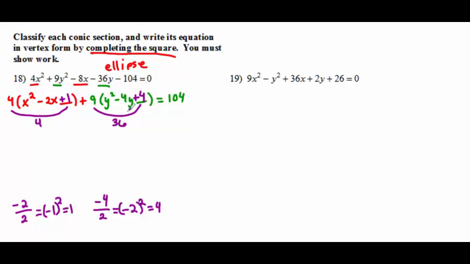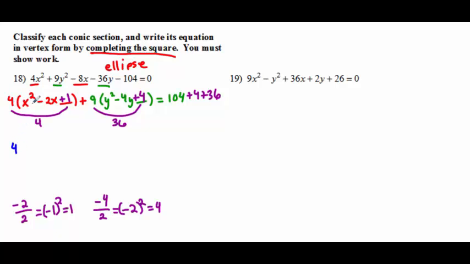Now I wrote these down. The 4 and the 36 I need to put on this side so that my equation is balanced. I can't just add a number to one side of my equation and not do anything to the other side. That'd be silly. Now we're ready to factor.